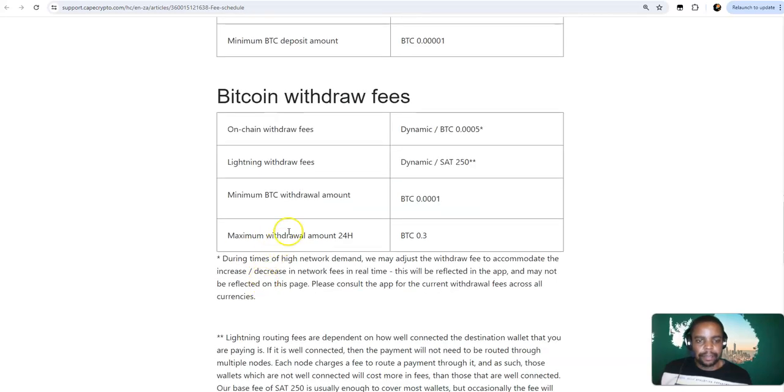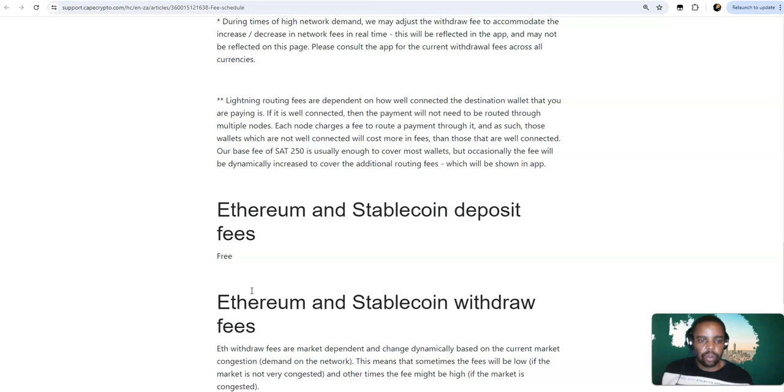Minimum BTC withdrawal amount, BTC 0.0, I think it's 10 Bitcents. Maximum withdrawal amount, 24 hours, at 0.3 Bitcoins. No, not Bitcoins. Okay, maybe that's about 3,000 Bitcents. Okay, so it goes all the way.